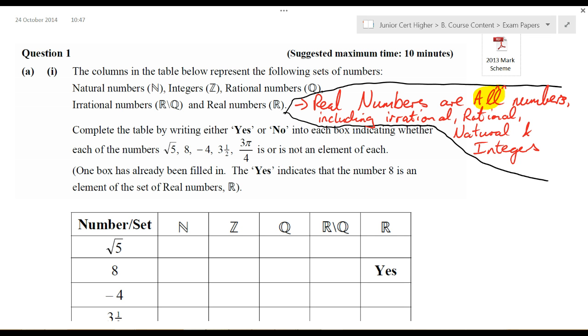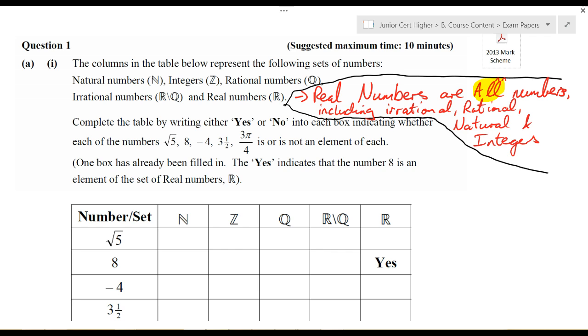Complete the table by writing either yes or no into each box indicating whether each of the numbers root 5, 8, minus 4, 3.5, 3 pi over 4 is or is not an element of each. One box has already been filled in. The yes indicates that the number 8 is an element of the real numbers.